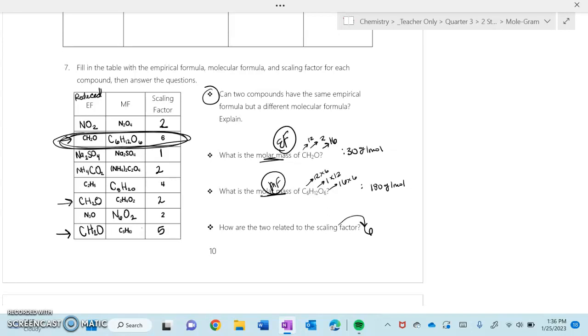And we can find that out by dividing your molecular formula molar mass by your empirical formula molar mass. And it will give you a whole number for the scale factor. Okay, so again, that's the molecular formula molar mass divided by the empirical formula molar mass.